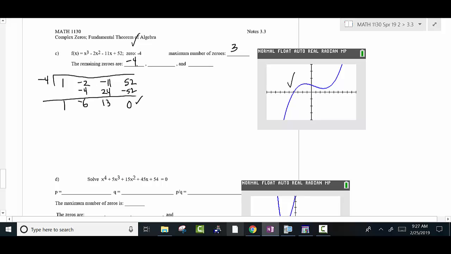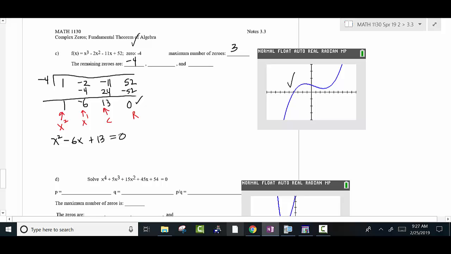Let me ask this question. Is positive 4 another 0? Good, okay. Now that's the real number, okay? So those don't come in pairs. So what we've got to do is just figure out what we're left with. So remember, that's a remainder. That's the constant. That's x to the first. That's x to the second. So what you have is a quadratic equation, x squared minus 6x plus 13, and you're going to set that equal to 0.